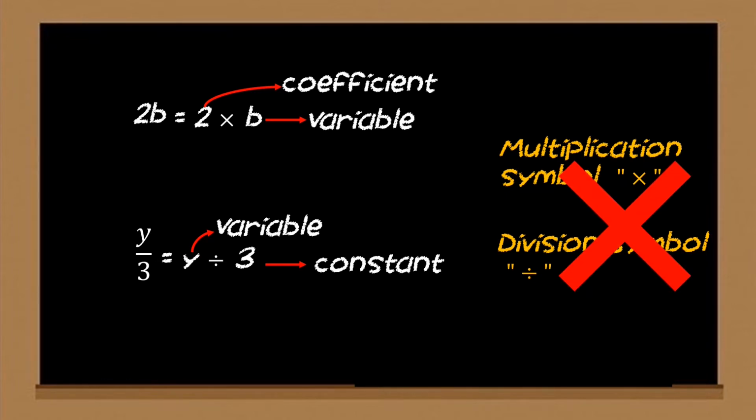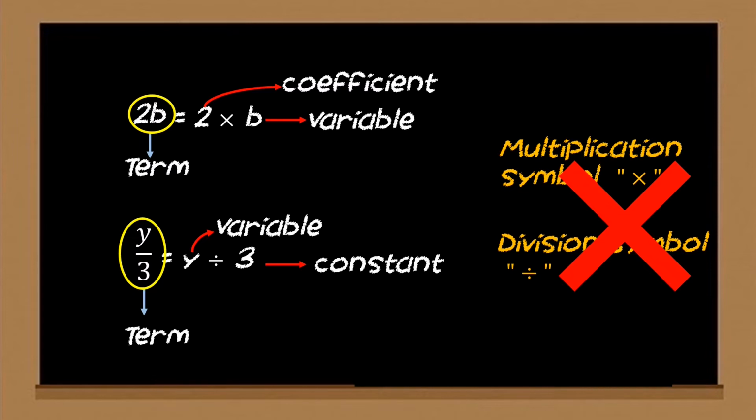Thus, 2 into b should be written as 2b. Therefore, multiplication of coefficient and variable together is considered as one term. Similarly, y divided by 3 should be written as y by 3. And the division of a variable by a constant together is considered as one term.